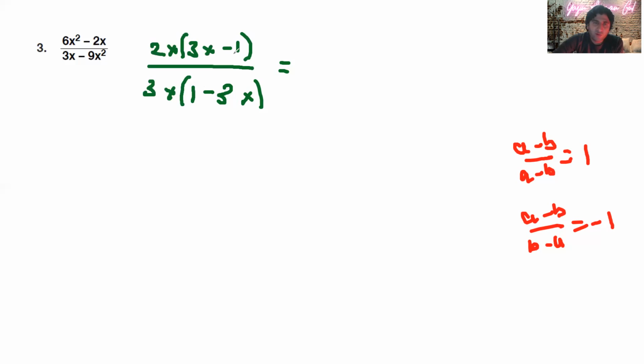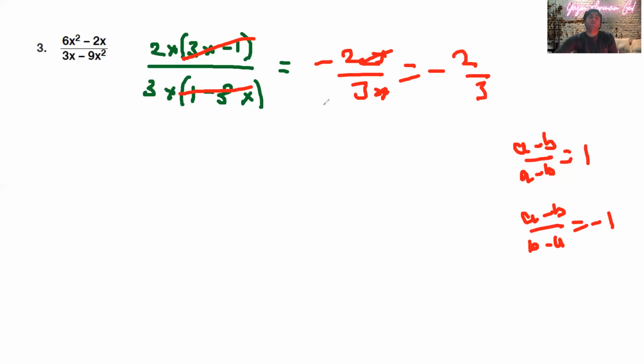But it's 3x minus 1 here, 1 minus 3x. So if I multiply this by negative 1, then I can get them the same. That's why I say 3x minus 1 divided by 1 minus 3x do cancel each other, but it's going to be negative 1. So negative 1 times, it's going to be negative 2x over 3x, and then these x's will also cancel each other. Then I will have negative 2 over 3. This is going to be my answer.